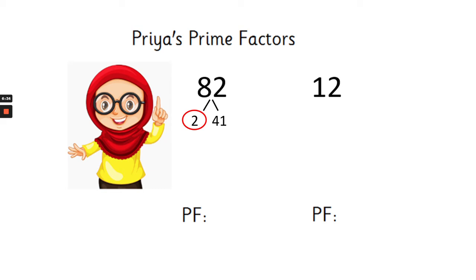The first clue that 41 might be prime is that I never say 41 in the times tables. Another clue could be to draw a factor bug for 41, and you'll notice its only factors are 1 and itself. 41 is also prime. The prime factors of 82 are 2 and 41. Did you know that you could also write prime factors using the multiplication symbol? 2 times 41 is another way of listing prime factors.